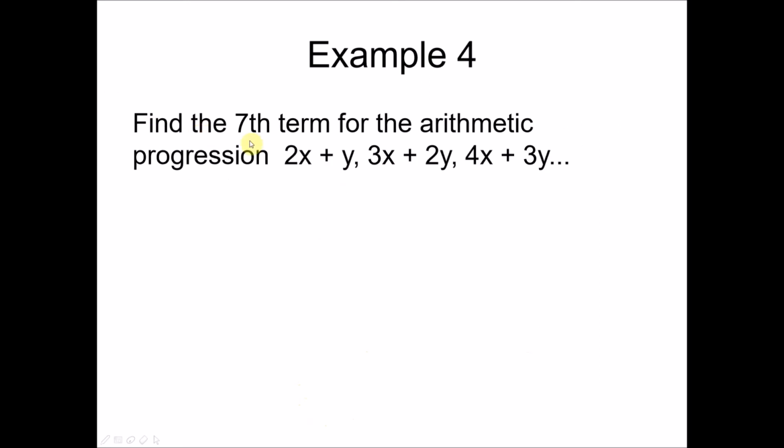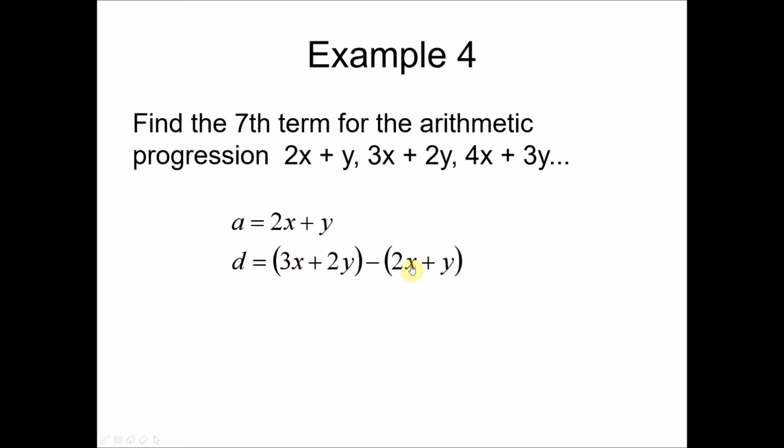Example 4, find the seventh term for the arithmetic progression. The arithmetic progression does not have to be numbers. It can be in the form of algebraic expressions. The steps are the same. a equals 2x plus y. d is the common difference. We take the second term minus the first term: 3x plus 2y, the second term, minus 2x plus y, the first term.